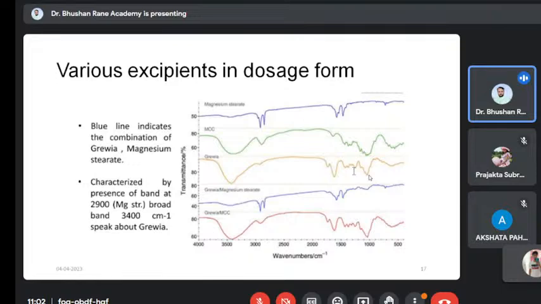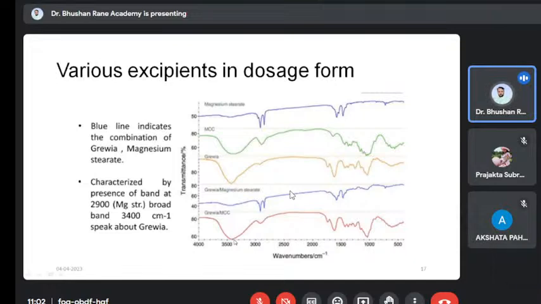Here are the various excipients in the dosage forms. The first spectrum is for magnesium stearate, the second is for microcrystalline cellulose, and the third one is for the stevia. The next two are stevia with the magnesium stearate and stevia with the MCC. The band at 2900 centimeter inverse is for magnesium stearate, which is observed here. It confirms the presence of stearate. This broad spectrum indicates the presence of stevia at 3400 centimeter inverse.